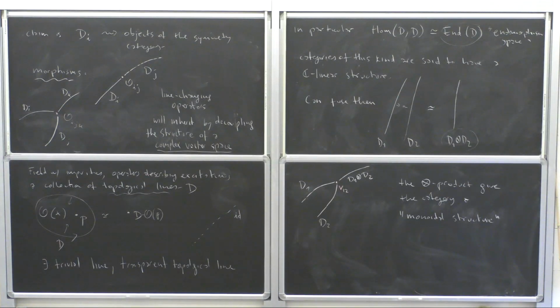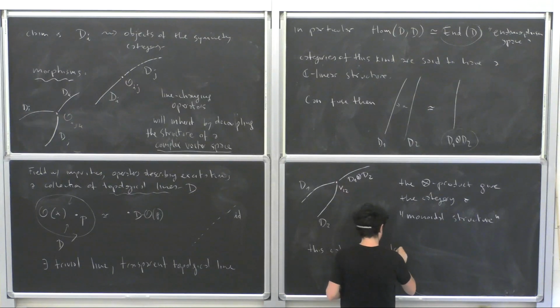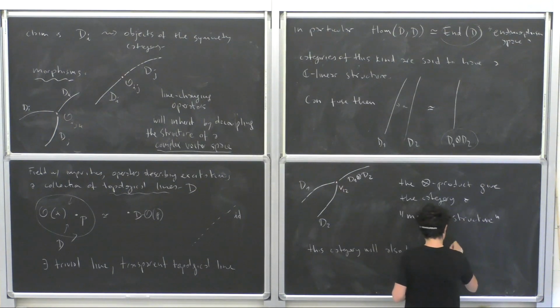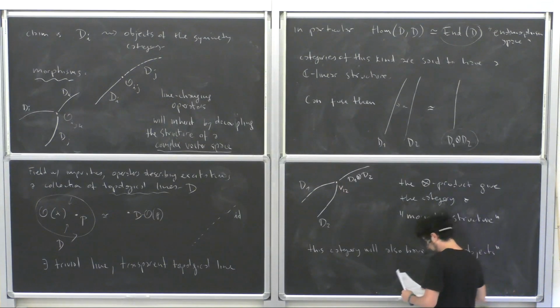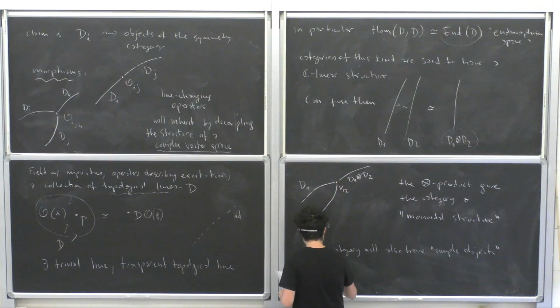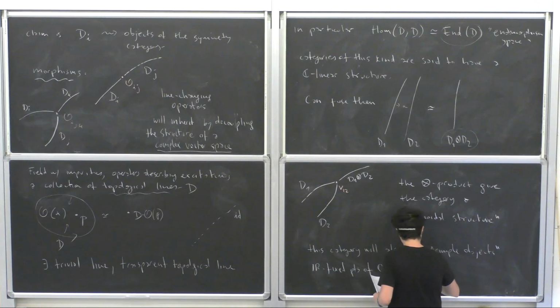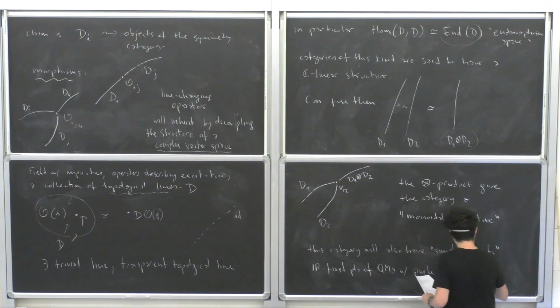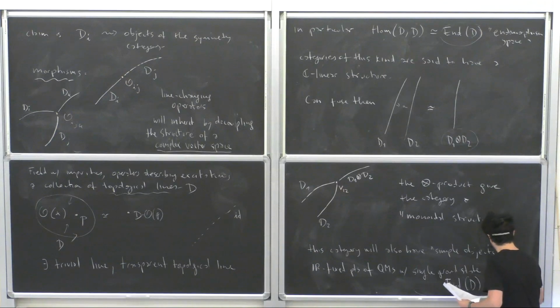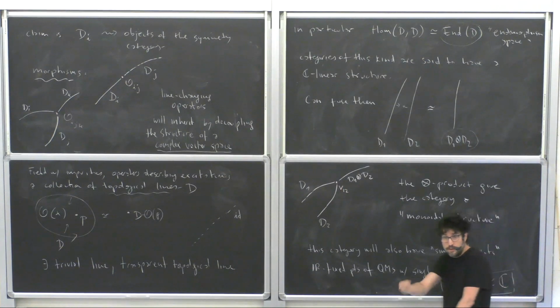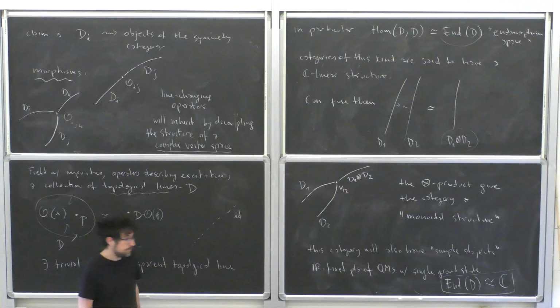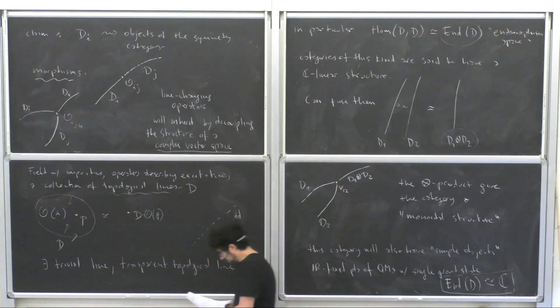And it is interesting to remark that this category will also have objects that are so-called simple, which correspond to IR fixed points of quantum mechanics with a single ground state. So the endomorphism in that case will just be isomorphic to C, because it's a single ground state, so the space of operators is just a copy of the complex numbers.